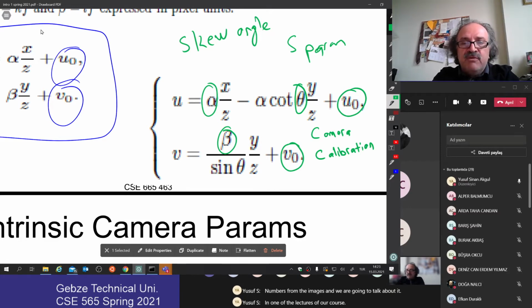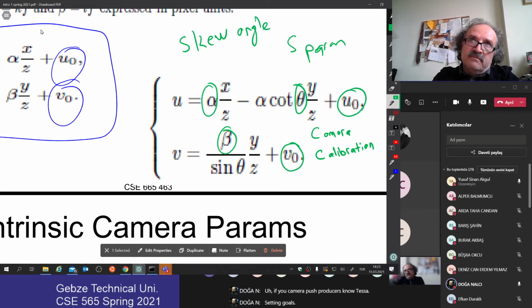Any questions so far? I have a question. Sure. If the camera producers know the theta angles, why don't they fix it? Make it 90 degrees. Yes. Why don't they make it right?